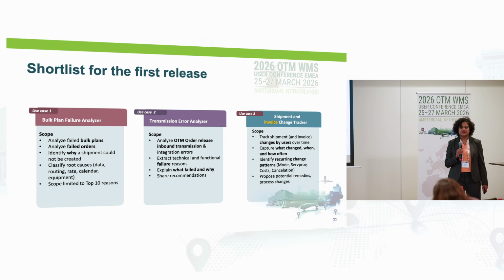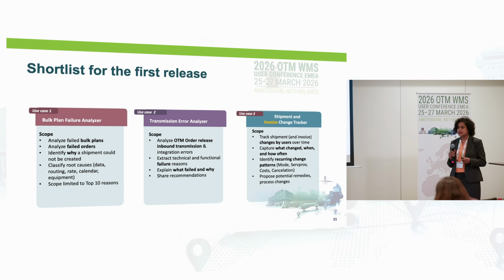The second is the Transmission error analyzer. You have order releases coming into OTM, and they are 4PL business, DHL, so you don't have an ERP where you can control. This is coming from customers. So there are data errors, or sometimes there's a remark that's missing in OTM. This agent tries to find out what exactly went wrong with that order release, and it tells you what you can do as Carol.